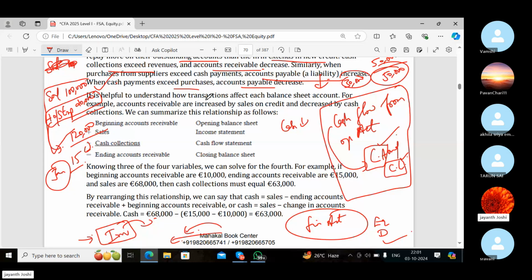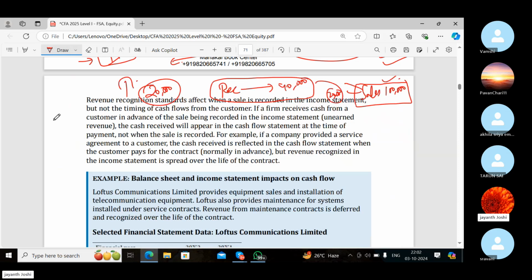It is helpful to understand how transactions affect each balance sheet account. For example, accounts receivable are increased by sales on credit. Yes, however much you sell the goods on credit basis, your receivables will increase. And they always are decreased when you collect money from your customers. Let's say you made some credit sales, 1 lakh rupees worth of credit sales you made.